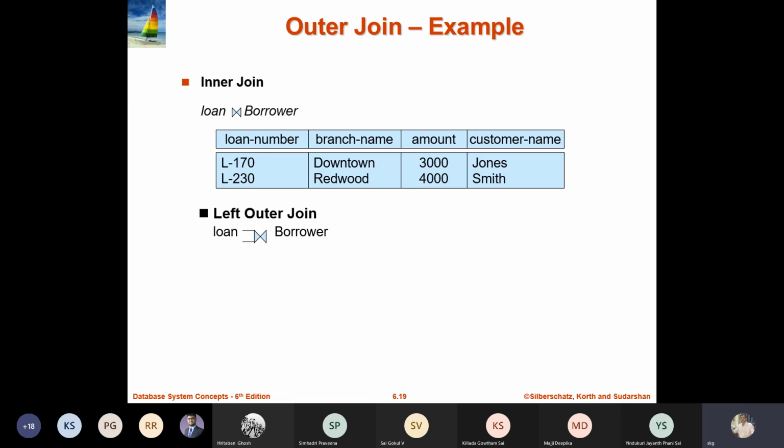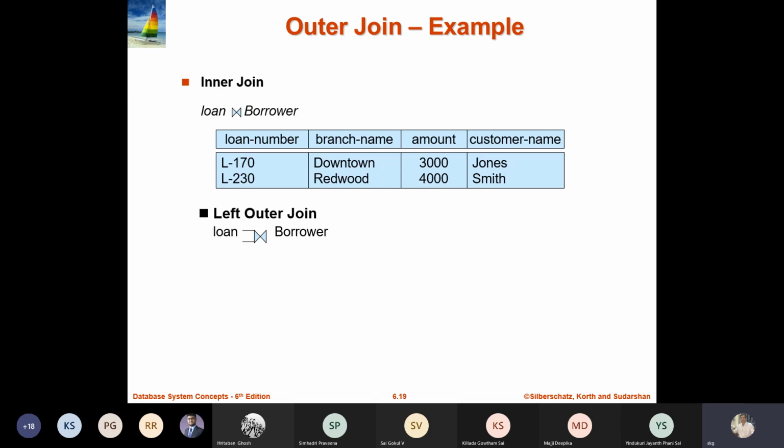So in this inner join, what we see is that loan numbers 170 and 230 are the only ones showing up, right? Because it is an inner join.